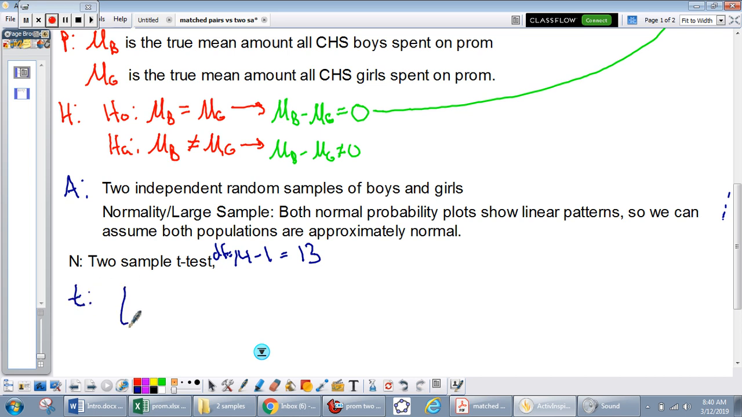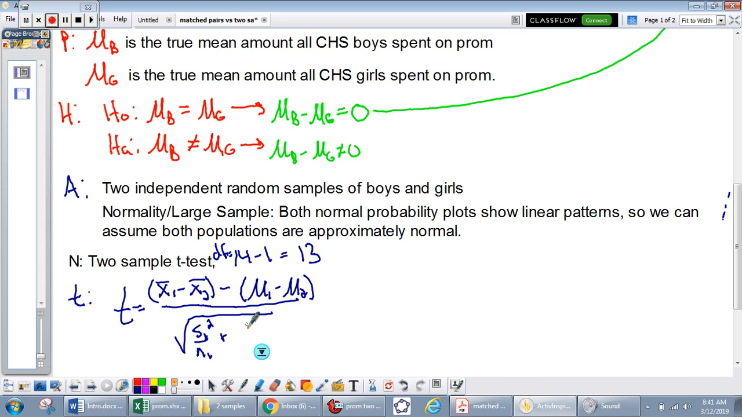So here we go, ready? It's the t-distribution, so it's t equals. We take our statistics, x bar 1 minus x bar 2, minus the parameter mu1 minus mu2, and divide by the standard error of the statistic. So s1 squared over n1, we're just adding variances, plus s2 squared over n2. And you might say, this thing is a beast.